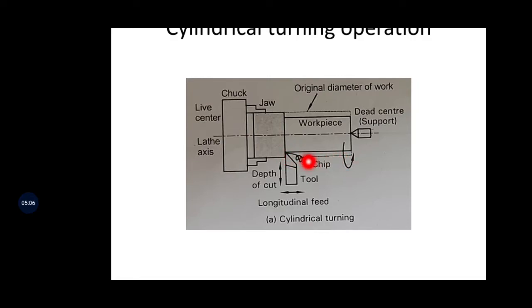The metal removal takes place in the form of continuous or discontinuous chips based upon the material property. Okay, this is the cylindrical turning operation. So to sum up, cylindrical turning is used to reduce the diameter. First point is the turning operation. Cylindrical turning is used to reduce the diameter of the workpiece, say from 30 mm to 25 mm.